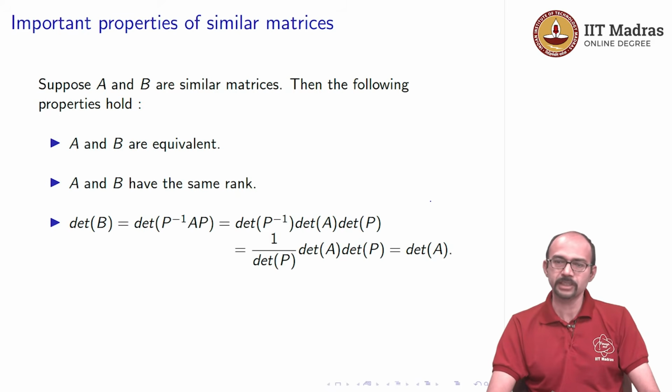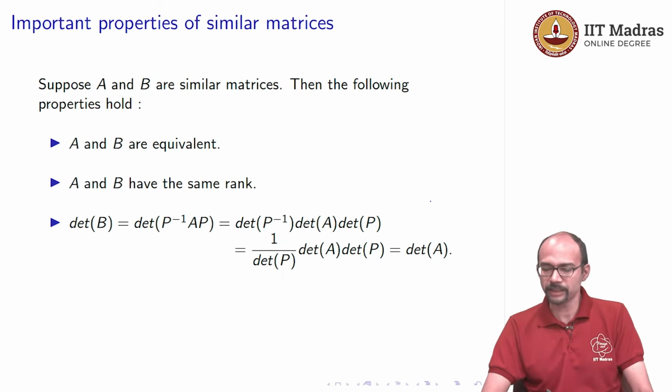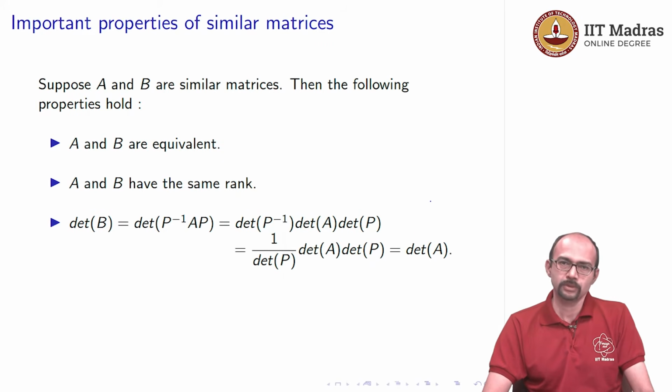The determinant is the same. Now, this is a big difference. Remember, now we are in square matrices. We couldn't have made any such statement before. The determinant of B is the determinant of P inverse times AP, but determinants multiply, if you remember. Then this is determinant of P inverse times determinant of A times determinant of P. Although matrices do not commute, real numbers do, and determinants give you real numbers.